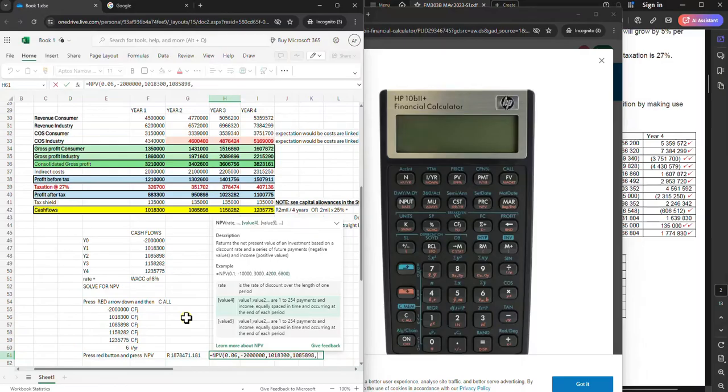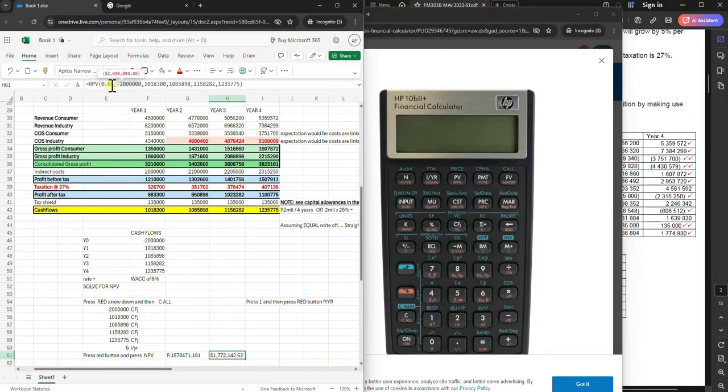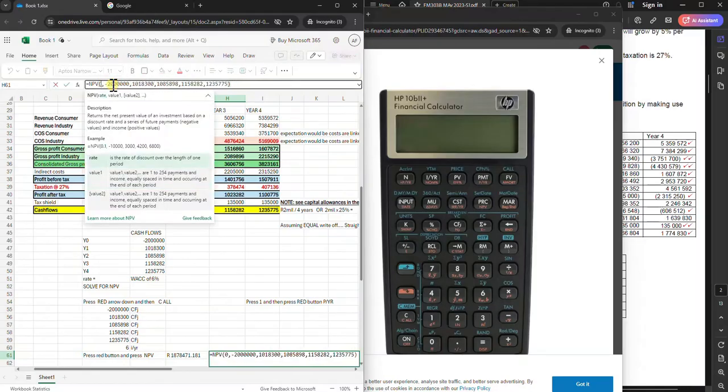Is that 896 or 898? 896. Which one? CFJ 2. 108 5898. 098. Okay. And that's 115. 8282. That's 1, 2, 3, 5, 7, 7, 5. And that's 6. 1R.